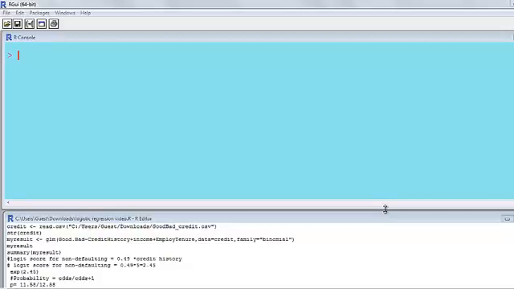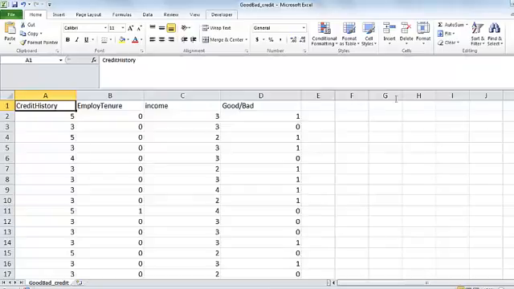So let's take a look at a very simple example. Let's say we have credit card data which looks like this. You see here we have four variables: credit history, employee tenure, income, and good and bad. Good and bad is the dependent variable. It takes two values, 1 and 0. 1 stands for the good customer, that is a non-defaulting customer, and 0 is for the bad customer. Credit history, employee tenure, and income are the independent variables.